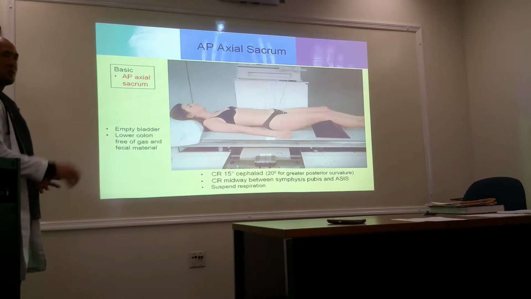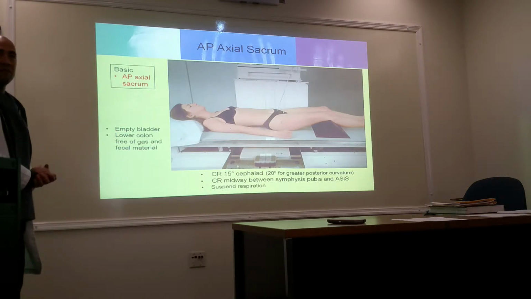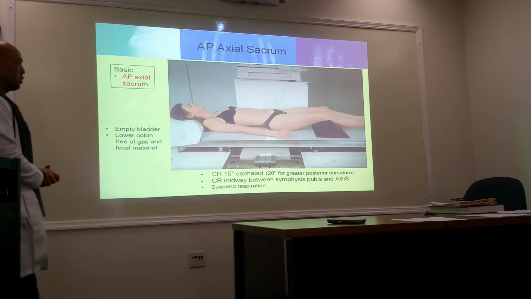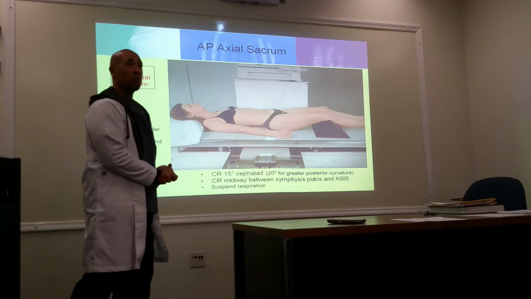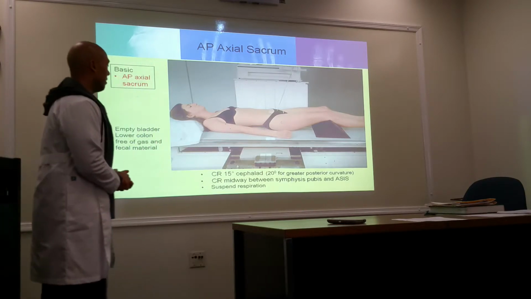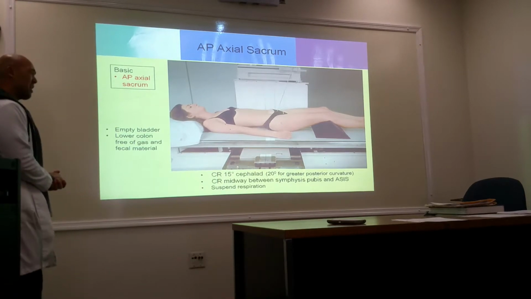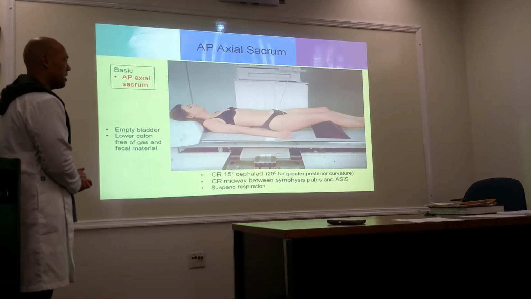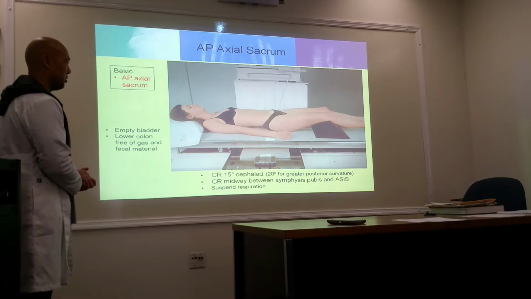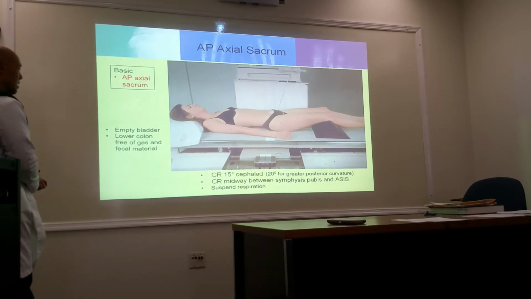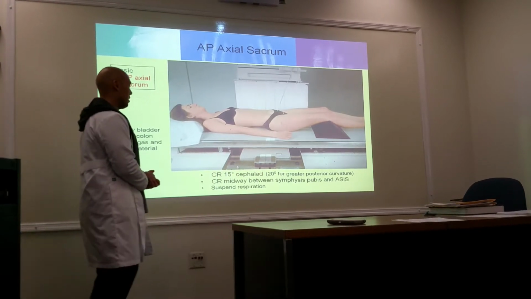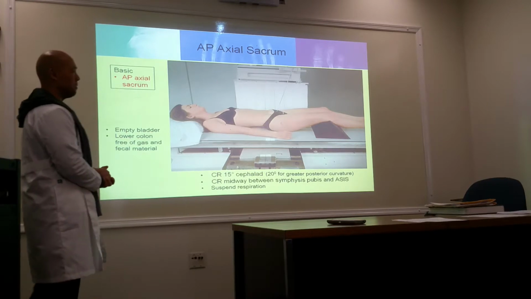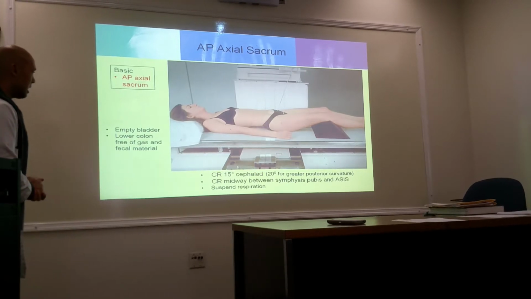Okay, so this is going to be half the amount of the L5S1. Because now what we're trying to do is get the sacrum in true profile. So 15 degrees cephalad. It's going to be 20 degrees for greater posterior curvature, which applies to the females. So 15 degrees your average. Centroid is going to be between the symphysis pubis and the ASIS.